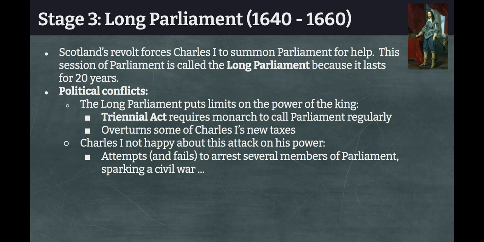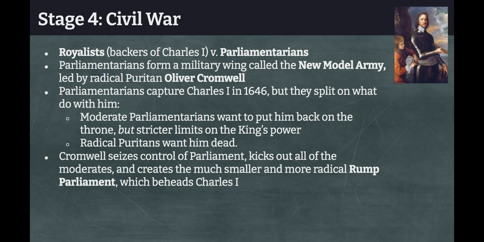Charles I, predictably, not happy, again behaves like a 12-year-old. What he does is he actually tries to arrest a bunch of members of Parliament, and this is what leads to civil war. All right, stage 4, civil war.